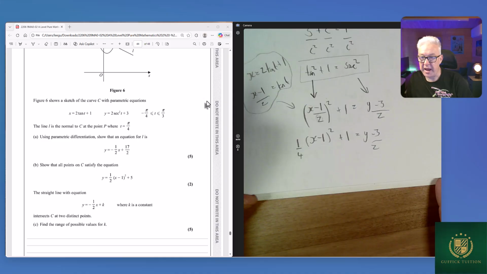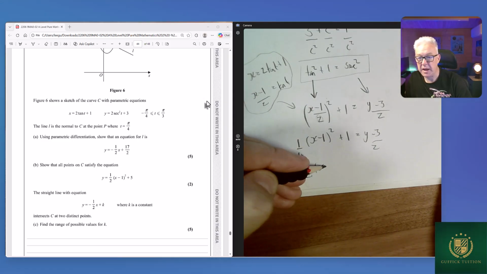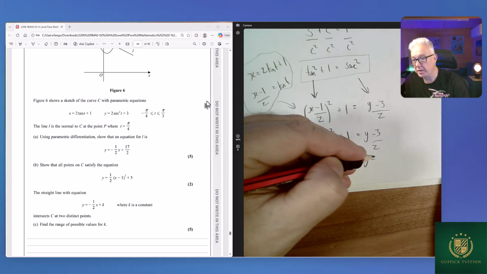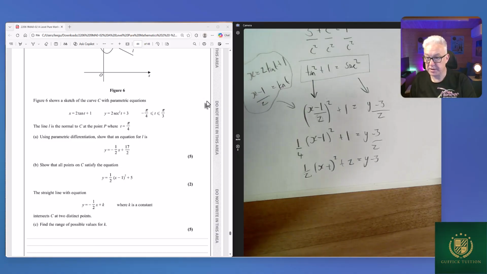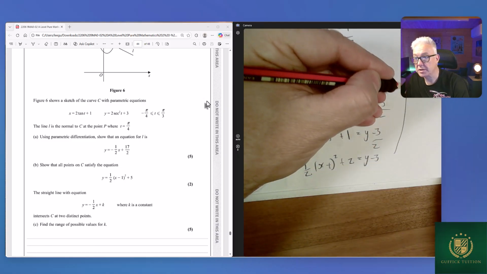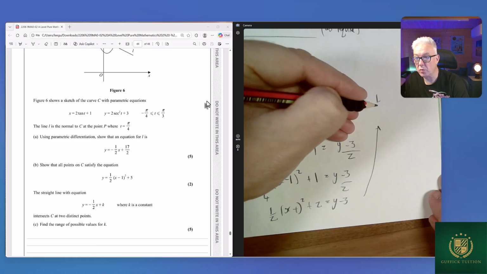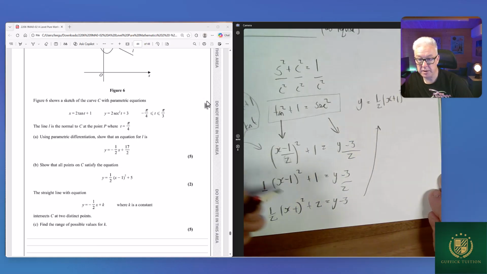I'm going to times everything by 2 now, so that's going to become a half (x minus 1) all squared plus 2 is equal to y minus 3. And then I'm going to add 3 to both sides now to make y the subject. Okay, so when I do that, I get that y is equal to 1/2 (x minus 1) all squared plus 5.